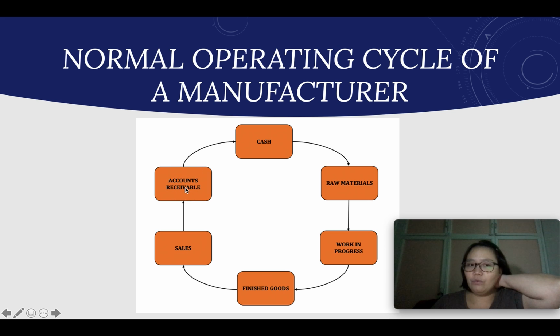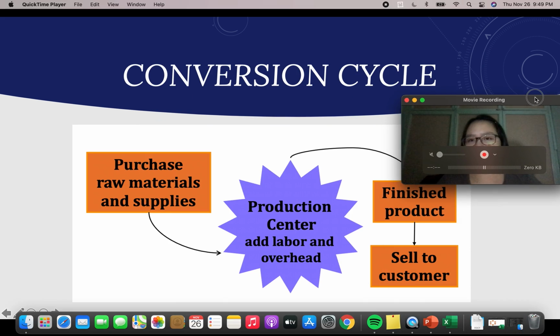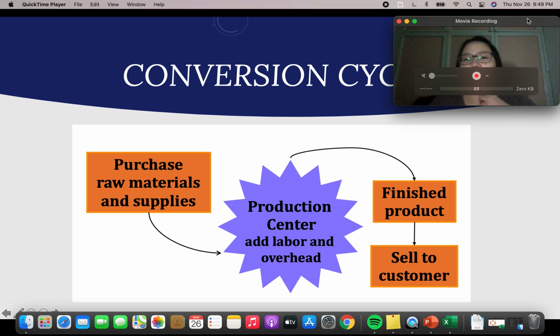And if so, it will take a couple of days before we convert it back to cash. So it is noticeable that the normal operating cycle of a manufacturer is a little bit longer than that of a merchandiser and, of course, a service business because of the conversion process involved. This is the conversion cycle.